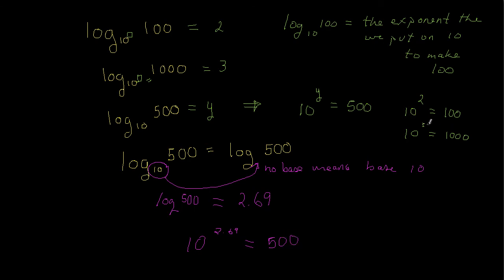Okay, so there it is, sitting right between 2, which would give me 100, and 3, which would give me 1,000.